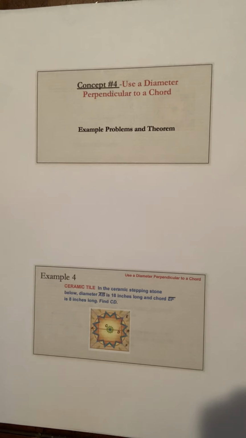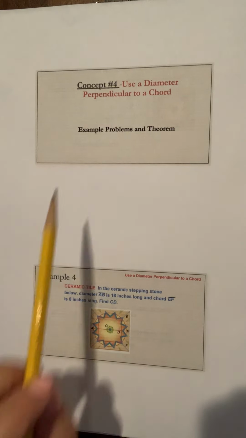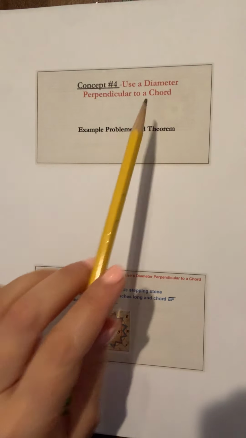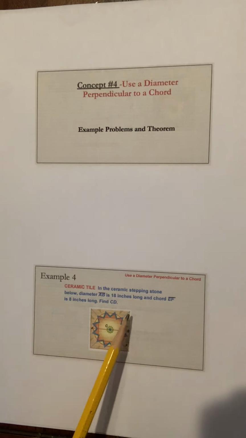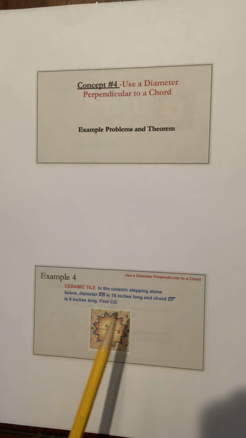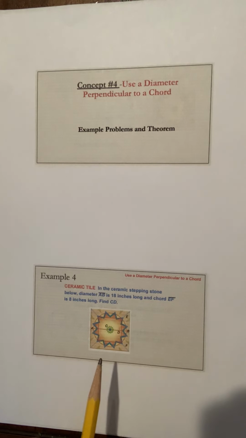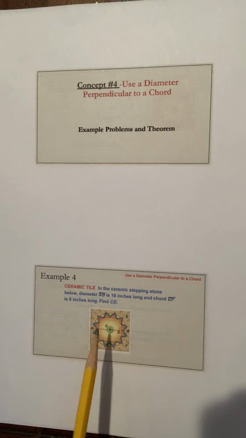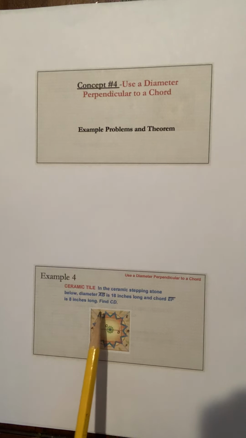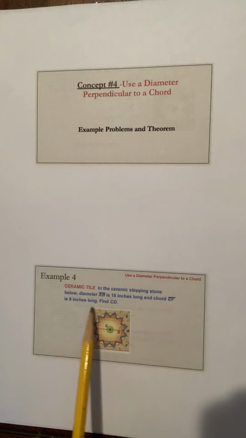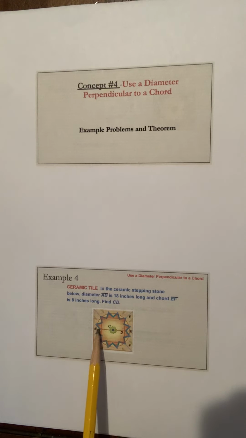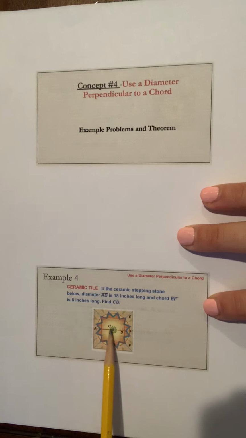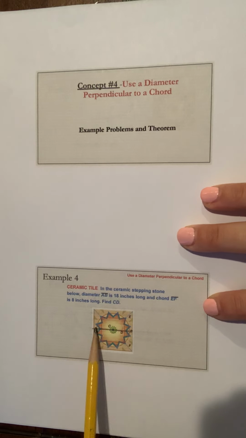All right, next concept. Now we're going to use a diameter that's perpendicular to a chord, okay? So here is a ceramic tile, all right? Now this concept's a little trickier, not too bad, but we're going to have to go back on our knowledge of right triangles, okay? So it says this ceramic stepping stone below. The diameter AB is 18 inches long. So this entire diameter right here is 18 inches long.